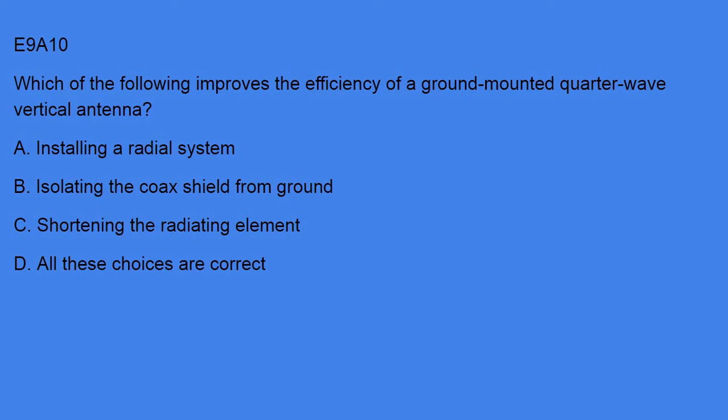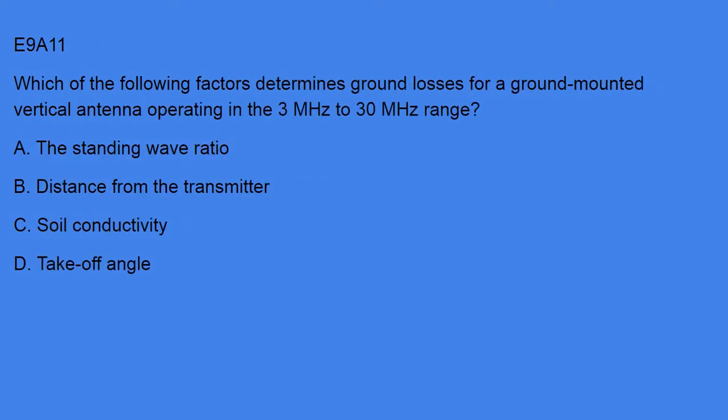E9A10, which of the following improves the efficiency of a ground-mounted quarter-wave vertical antenna? Installing a radial system. E9A11, which of the following factors determines ground losses for ground-mounted vertical antenna operating in the 3 MHz to 30 MHz range? Soil conductivity.